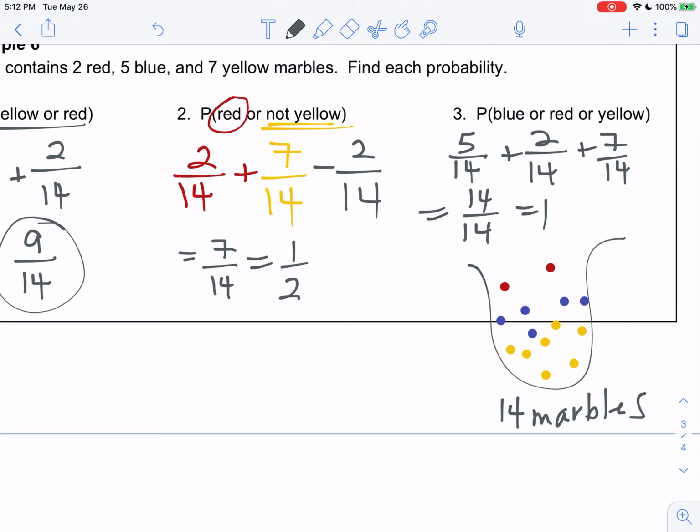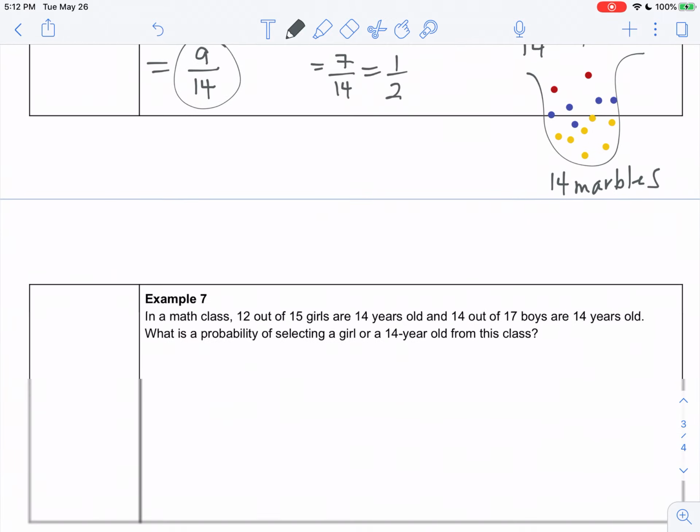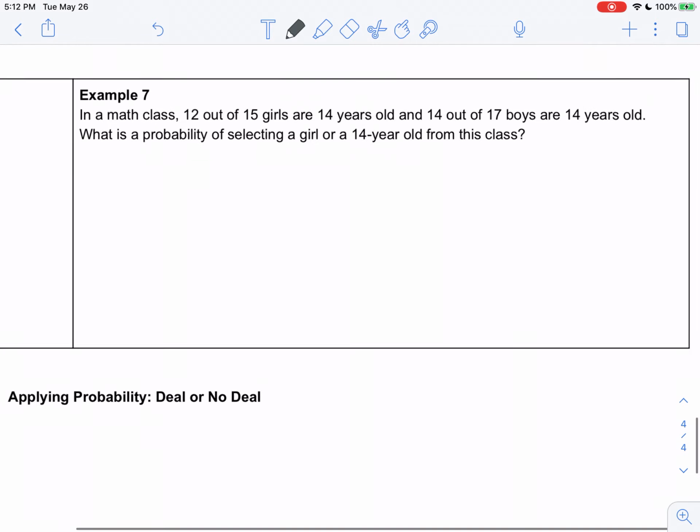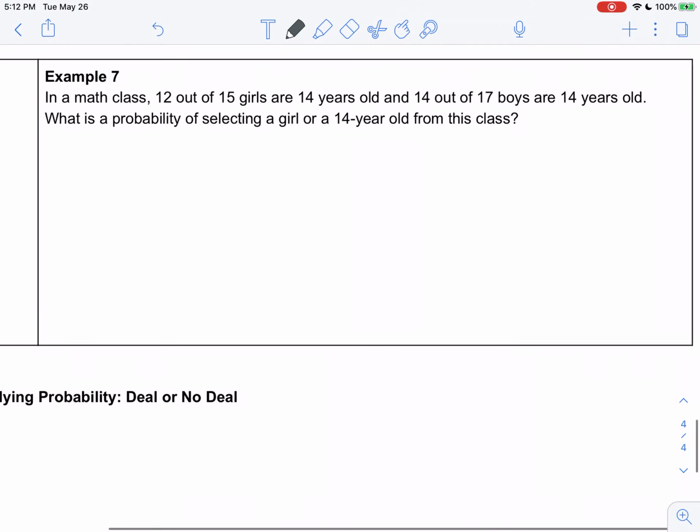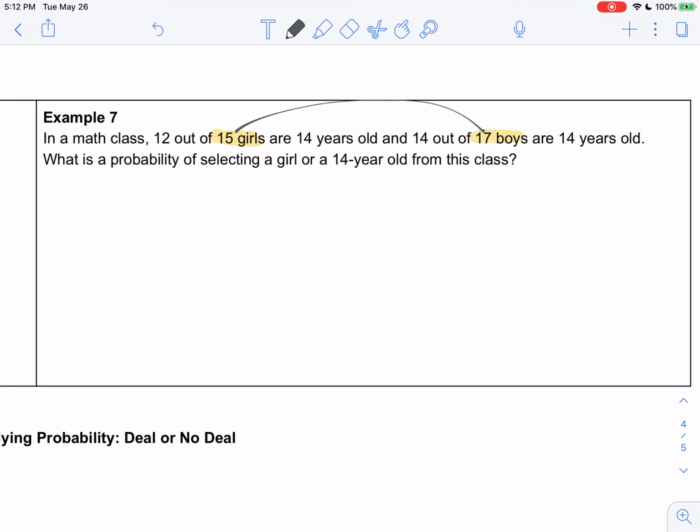All right, last one. Okay, in a math class, 12 out of 15 girls are 14 years old, and 14 out of 17 boys are 14 years old. What is the probability of selecting a girl or a 14-year-old from this class? All right, so let's start by taking a look. There are 15 girls in the class and 17 boys in the class. So altogether, there are 32 students in this class. That's the first thing that I'm going to keep track of.